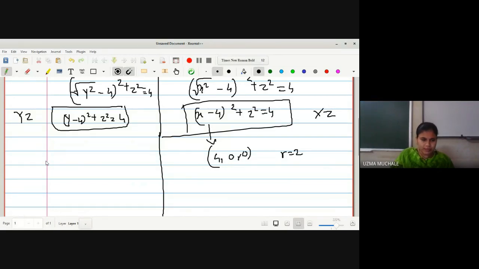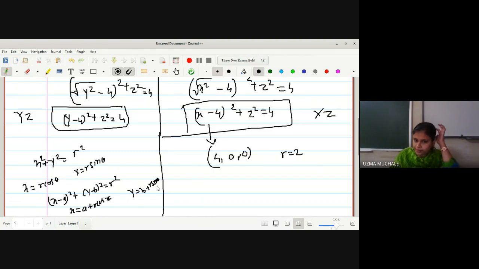If you remember, whenever we write the equation of a circle, this is what: x squared plus y squared is equal to some r squared. Then we write it as x is equal to r cos theta and y is equal to r sin theta. This is okay if your circle is at 0, 0, that is at the origin. But if suppose I have (x minus a) squared plus (y minus b) squared is equal to r squared, at that time you should write this as x equals a plus r cos theta, right? And the next one is y is equal to b plus r sin theta. Is it okay?